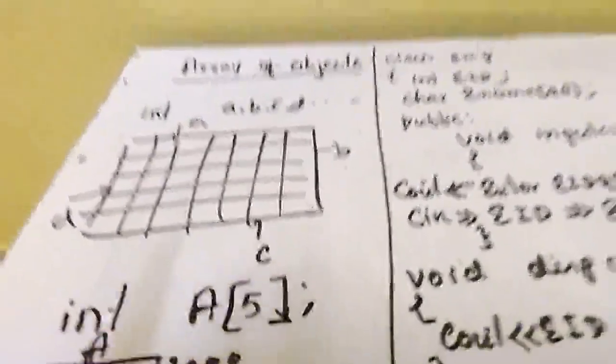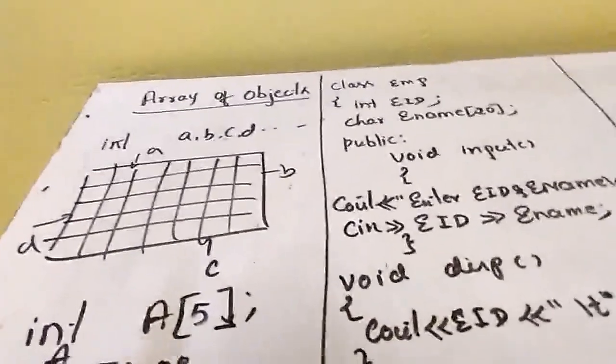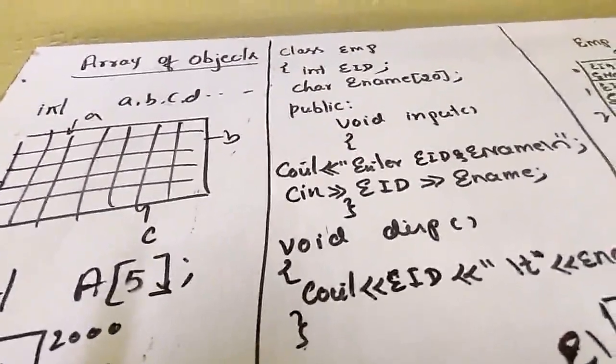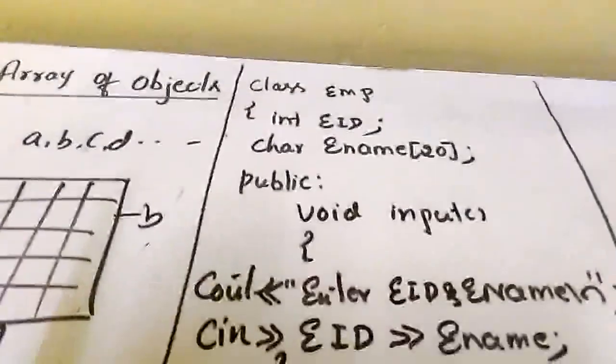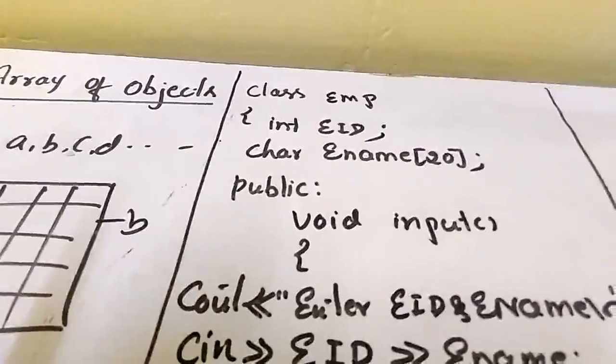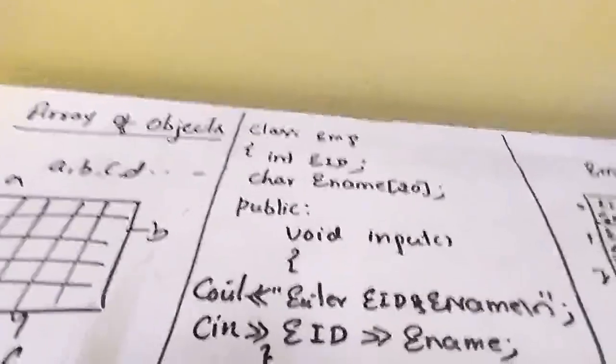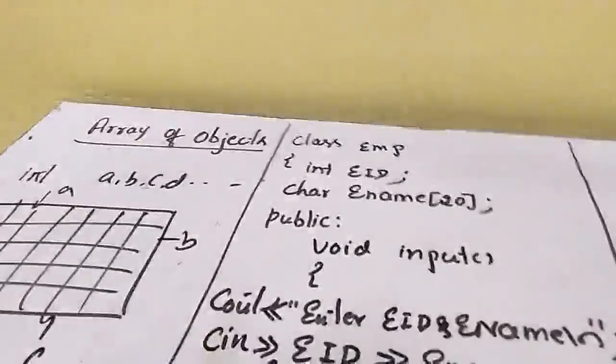When you come to real time or when you come to user defined data type, if you want to store 10 employee details, isn't it? For employee details, there is no basic data type. User has to create their own data type. Here I have created a data type. Let us consider one object. Okay, leave array of objects. Let us take only one object.